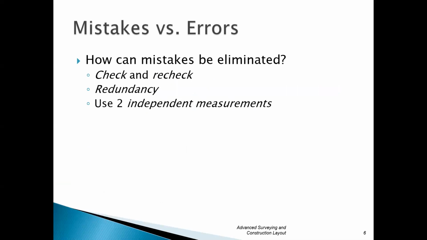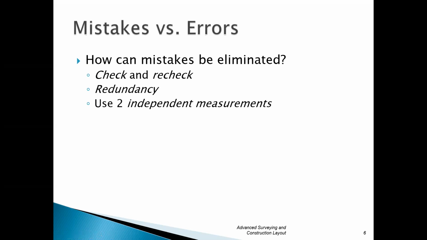Okay, so when we look at this, how can we eliminate this stuff? How can mistakes be eliminated? So one thing is to do what's called check and recheck. So in other words, you might measure it from different directions or different locations, or you might do it what we call redundantly. So redundancy is where you're measuring things several times.